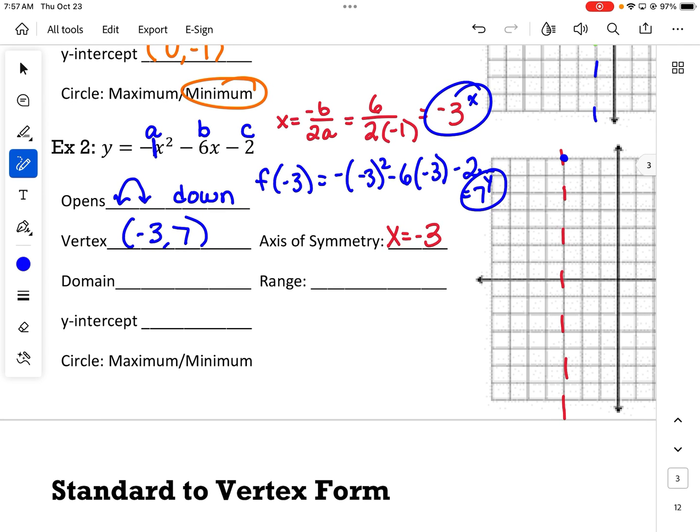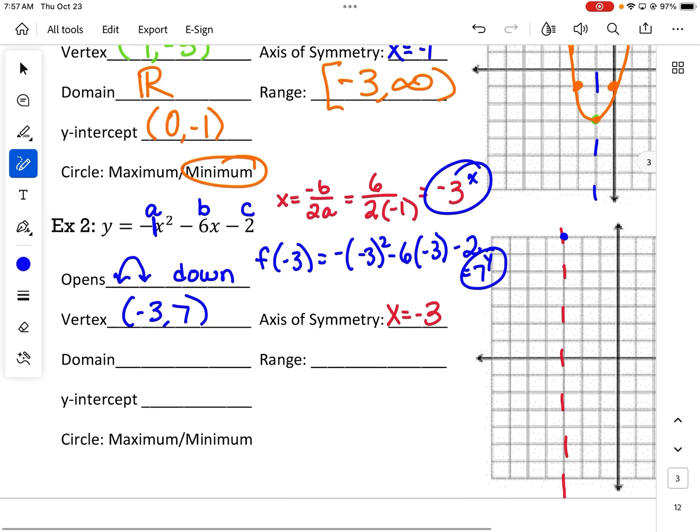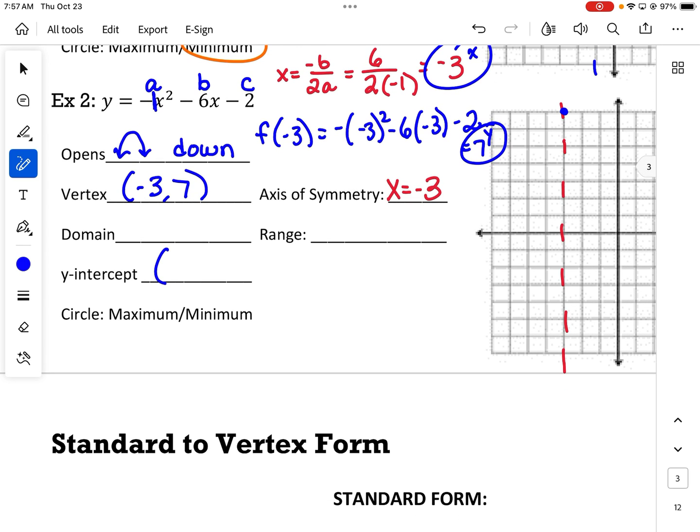Okay, what is the y-intercept? 0, C. Nope, C. Negative 2. Yep. So 0, negative 2. It's way down here. And then it's 3 away, so you go 3 to the other side. Did y'all see how I got the y-intercept? Then you count how far away it is from the axis of symmetry. Then you go the opposite way to get to the other side to reflect it.